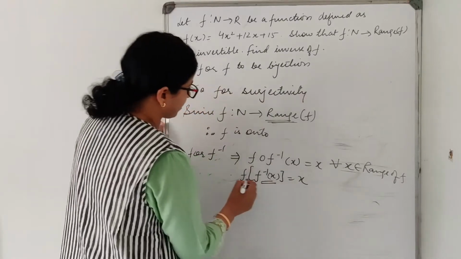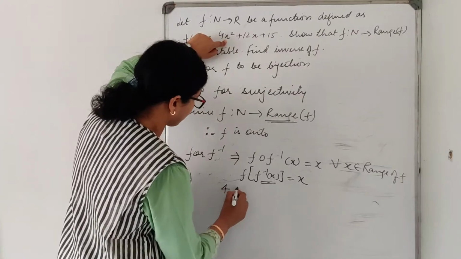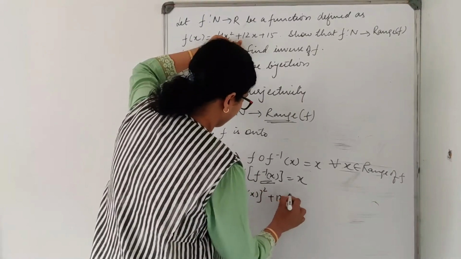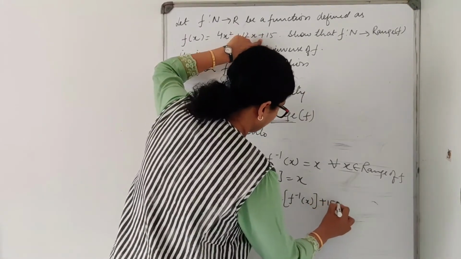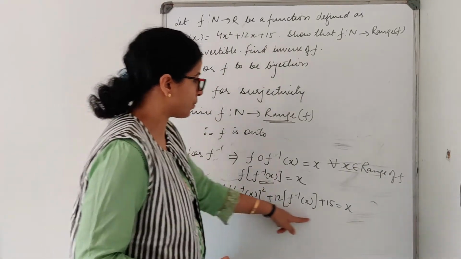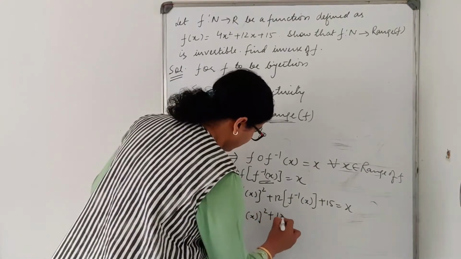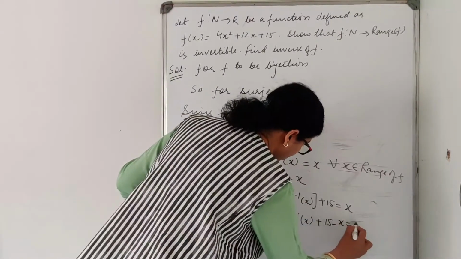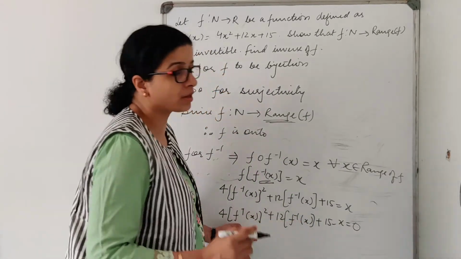Now see, in place of x square, I will substitute f inverse x. So 4 (f inverse x) whole square plus 12 f inverse x plus 15 equals x. Right? Now I have to solve this equation. So 4 (f inverse x) whole square plus 12 f inverse x plus 15 minus x equals 0. Now this is my quadratic in f inverse x, right? So I can solve the quadratic using the quadratic formula.